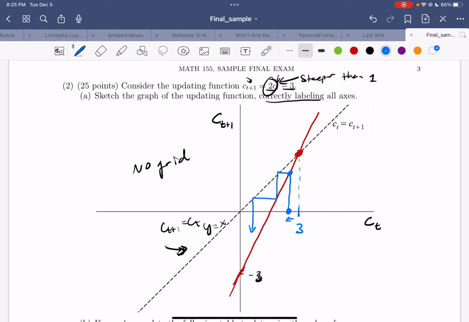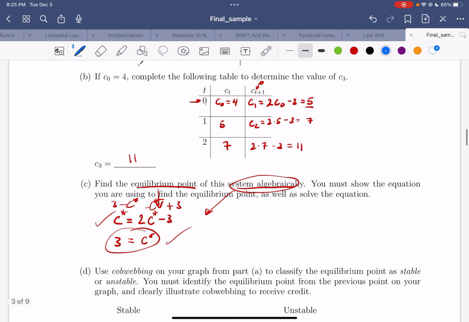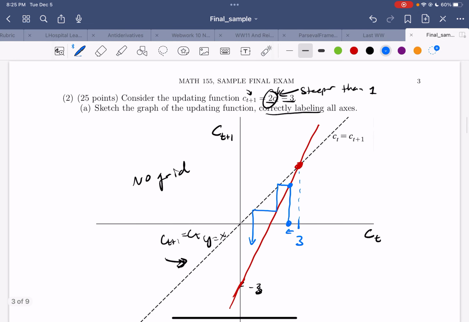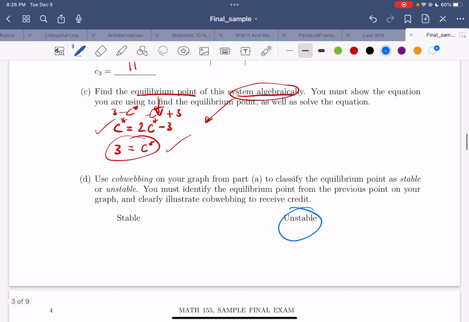So we're traveling away. So far we've got evidence for unstable. And since those are the only two options, we can go for it. But really we should check on the right as well. So we go vertical to the updating function, horizontal to y equals x. Vertical to the updating function, you can see. In either case, we're going away. It's unstable. All right.